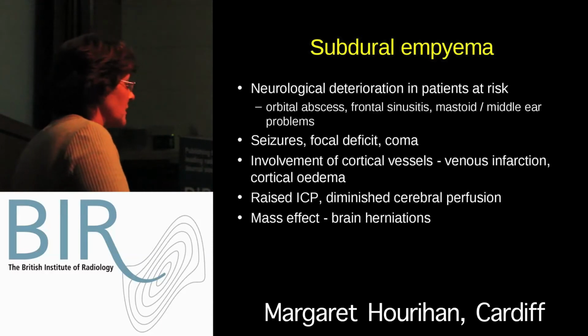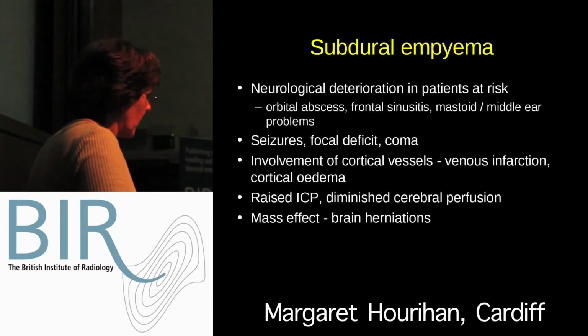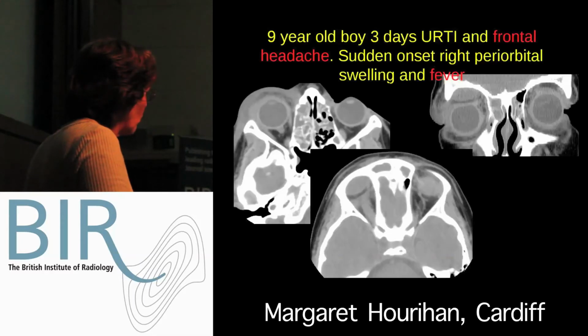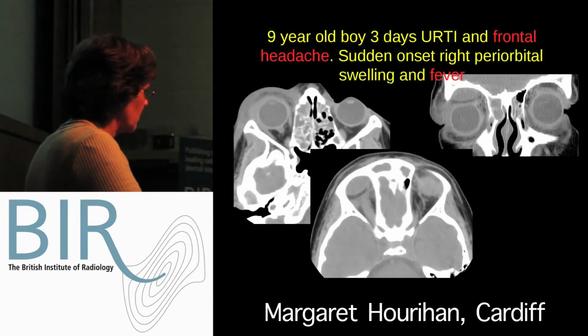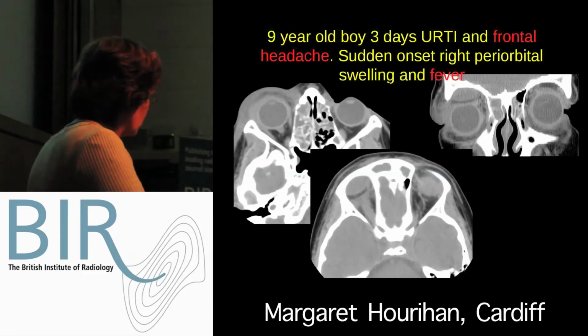If the patient then starts to deteriorate neurologically, and it may be because they're a patient at risk, because they've got orbital abscesses, frontal sinusitis, etc., they start to develop seizures, then we're obviously thinking about the possibility of an underlying subdural empyema. And if we don't make the diagnosis and the disease progresses, then we're going to get involvement with cortical veins, with infarction, raised pressure, and obviously a mass effect from infection.